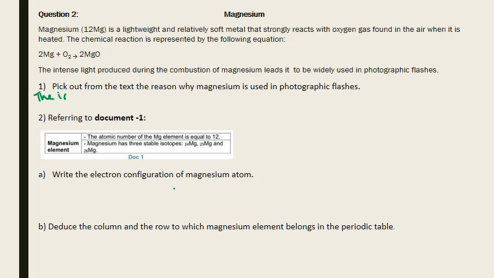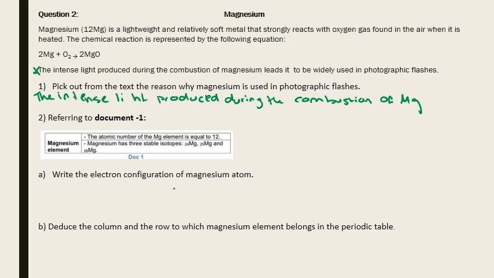So the intense light produced during the combustion of magnesium is the reason why magnesium is used in photographic flashes.